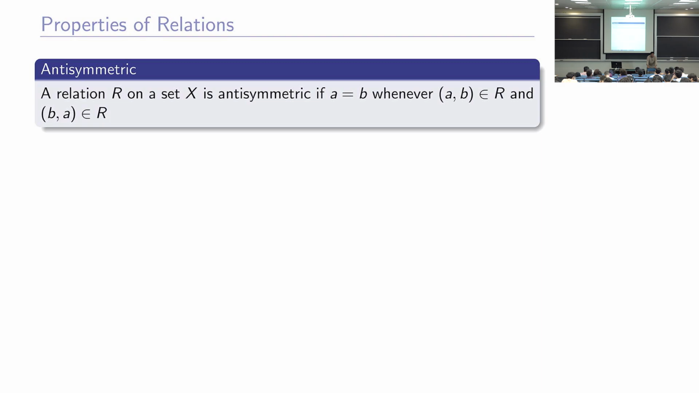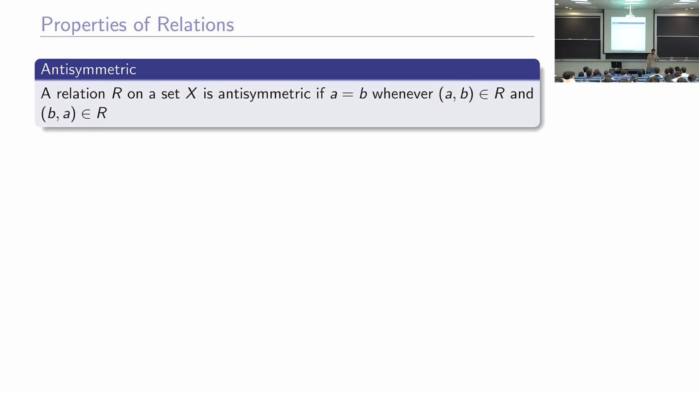A relation is antisymmetric if whenever AB is there and also BA is there, right? Whenever there is this kind of bidirectionality, then A must be equal to B. So essentially this bidirectionality is not allowed except for equal things, right? For a relation with itself, that will be there. AA is there in this direction and that direction, right? But if AB is there, then BA cannot be there. This is what it says.